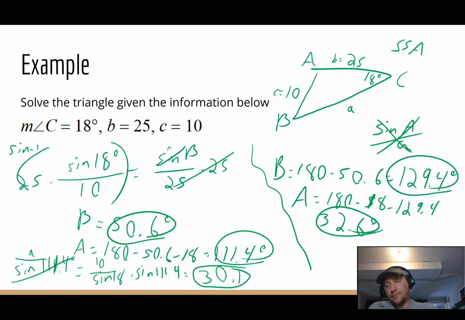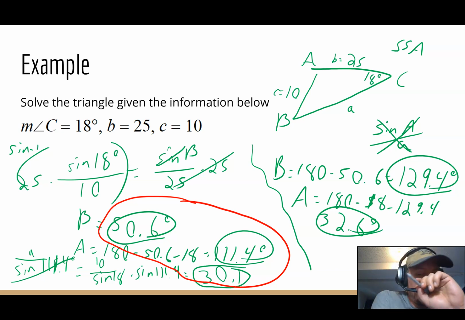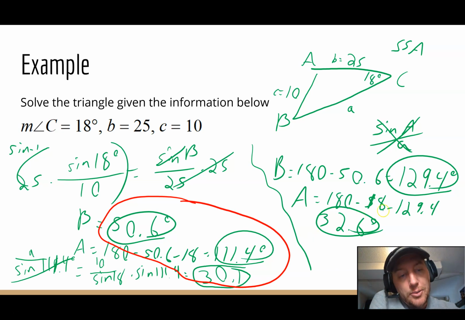So these three answers, let me use a different color, all belong to the same solution. So that's one solution. The other one, let's finish solving this one. The only difference is going to be our angle A. So in the first answer, angle A was 111.4. This one's 32.6. So I'm going to try and cram it in here pretty small.